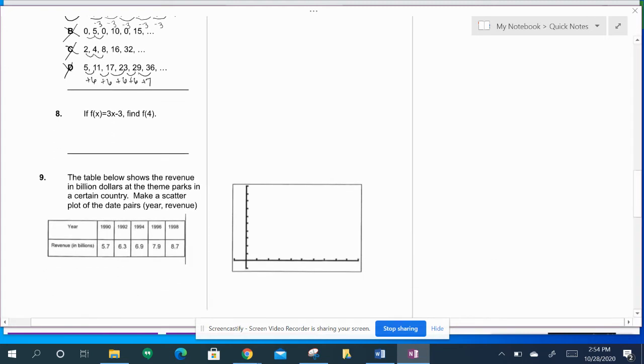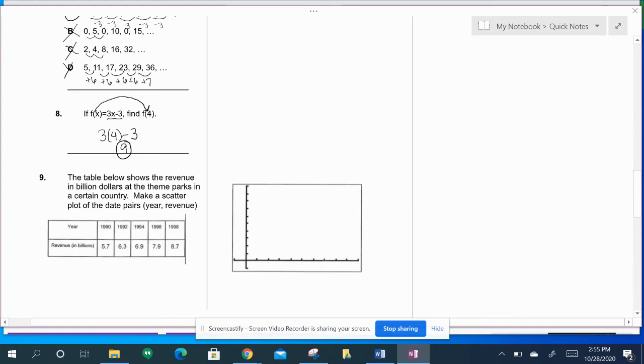Number 8 says, if f of x equals 3x minus 3, find f of 4. So if you'll remember, I've replaced the x with a 4. So in my equation, I also need to replace the x with a 4. So 3 times 4 minus 3, and then it's just a problem to solve or to simplify. And so 3 times 4 is 12, and 12 minus 3 gives me an answer of 9.